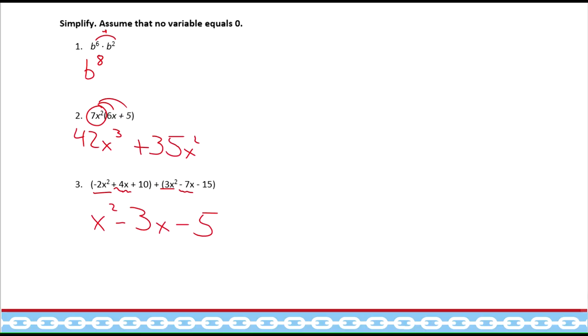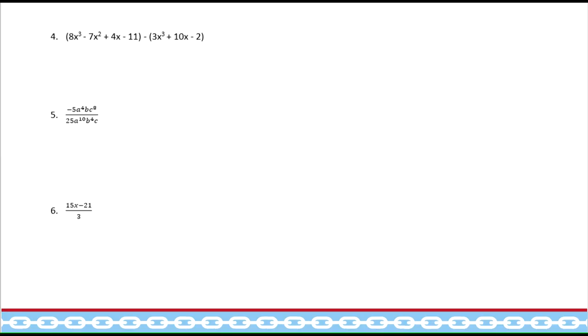Moving on to the next 3. More combining like terms here in number 4. Do need to pay attention to this x squared term because there is no x squared in my second polynomial there. So I need to remember that there's a 0x squared here, especially if you're going to use vertical format and stack those up so that everything gets lined up appropriately.